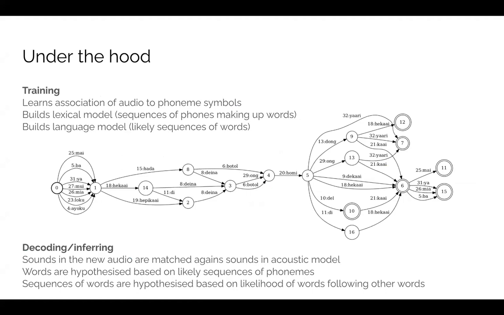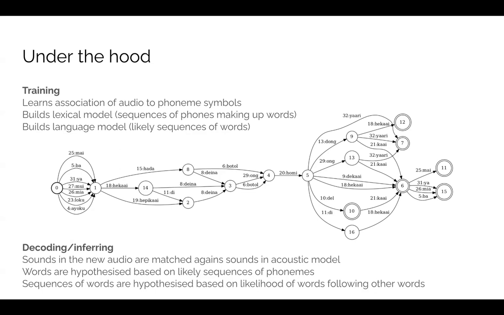Now, under the hood, what is speech recognition doing? So in the training process, the system is learning this association of the speech signal, the audio, to these symbols of pronunciation. So this is the acoustic model. Then it builds up a knowledge of the sequences of phones that make up words. This is the lexical model. And then it looks across all of the corpus text and learns from the sequences of words. This is the language model.